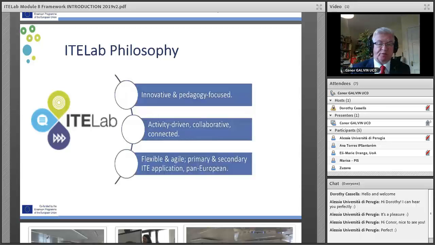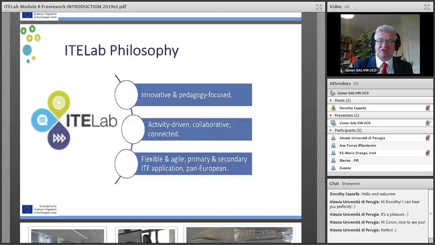It should connect to both primary and secondary initial teacher education applications, and it should have a European frame and focus. We've done this in Module B rather similarly to how we've done it in other areas of the work of the project. We assume that while it is intended as a 6-week block, not everybody will use all elements of the 6 weeks. That's the flexibility and agility.